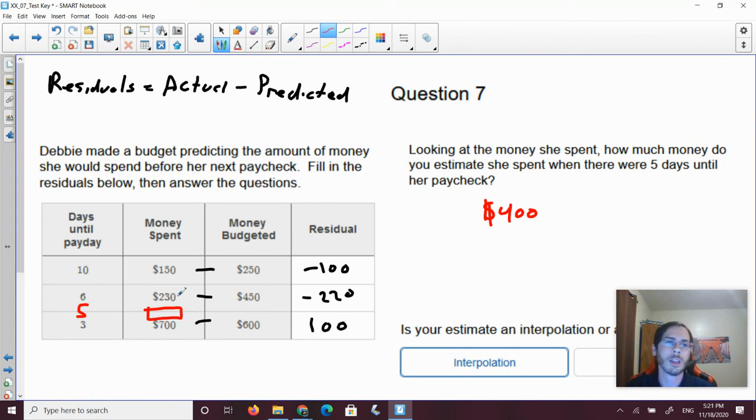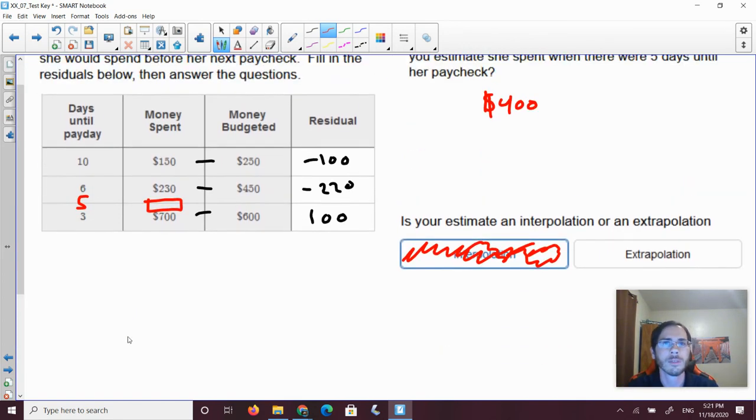Maybe she spent a lot of money on day 5. Maybe that's when she spent all the money. It could be 700. Maybe she spent not very much. Maybe she's only spent $20, so she's at 250 and she's going to spend most of her money on day 4 or day 3. But as long as we pick something in between, we're good to go. And this is going to be interpolation because we were trying to pick between two numbers we know. Extrapolation would be if I want to know like 11 or like 1, because that would be outside of the data that we know. And that's it for number 7.